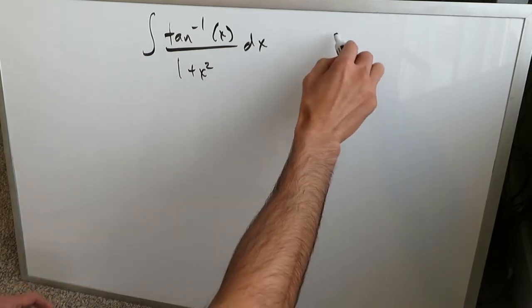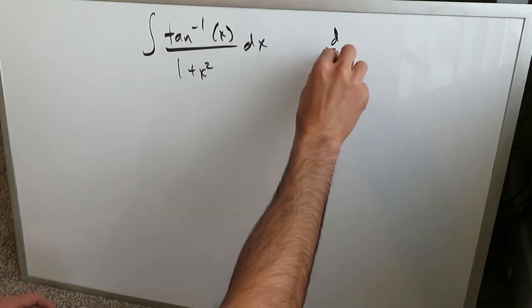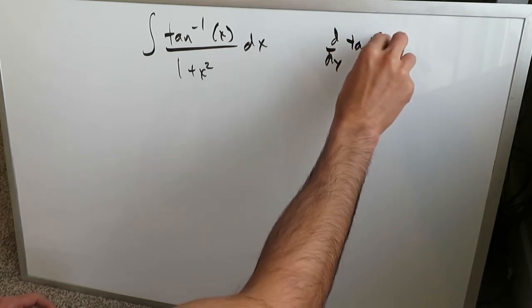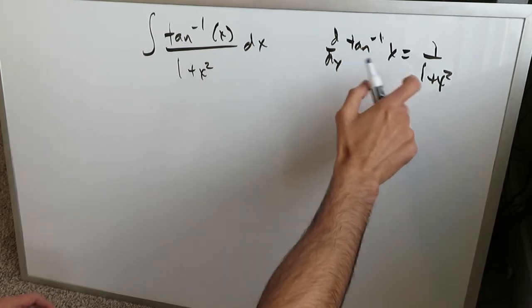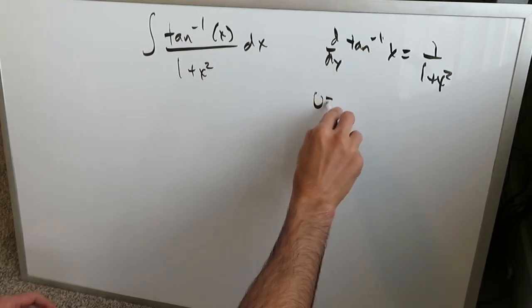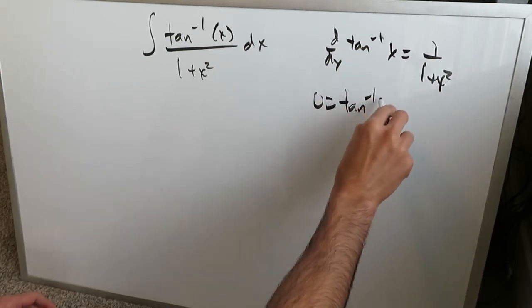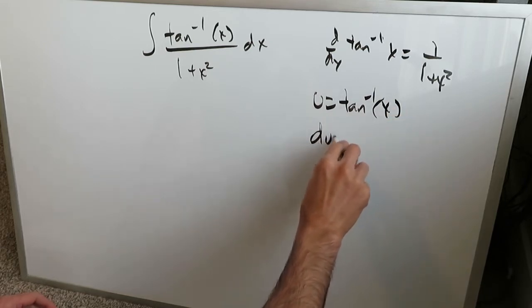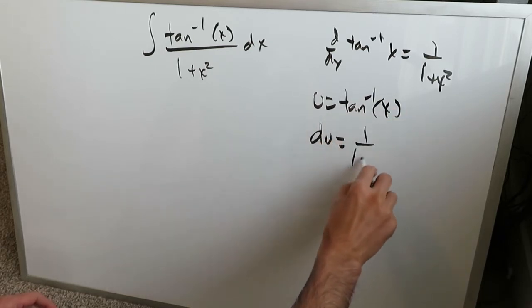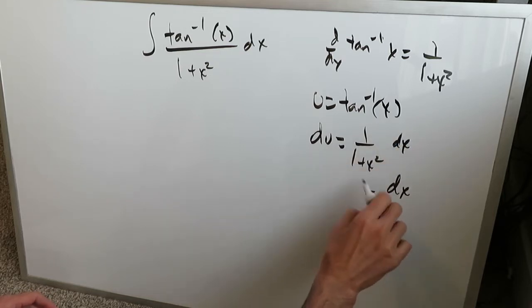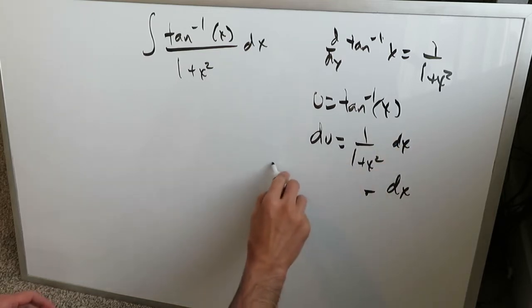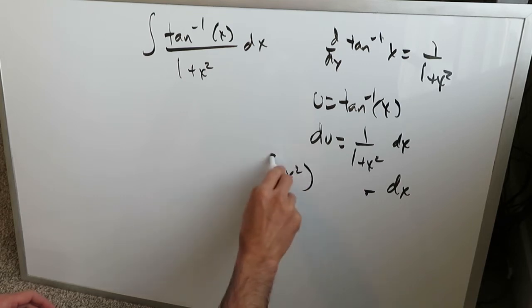Remember that. Remember the derivative of tan inverse x was 1 over 1 plus x squared. So you know you've got to do this as your substitution. If u is equal to tan minus 1 x, then du is equal to the derivative of this, which is 1 over 1 plus x squared dx, and you always solve for dx, which is equal to 1 plus x squared multiplied here, 1 plus x squared du.